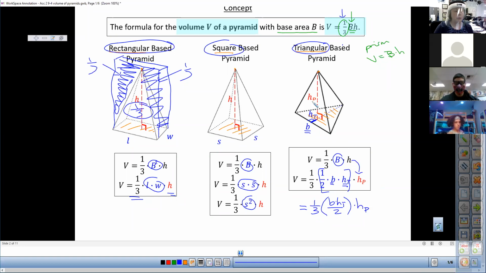And notice for the height of the pyramid in each of these, it goes from the apex point straight down perpendicular to the base side. So for each one of these pyramids, our height starts at the apex, the peak, and goes straight down perpendicular, forms a right angle with our base side.